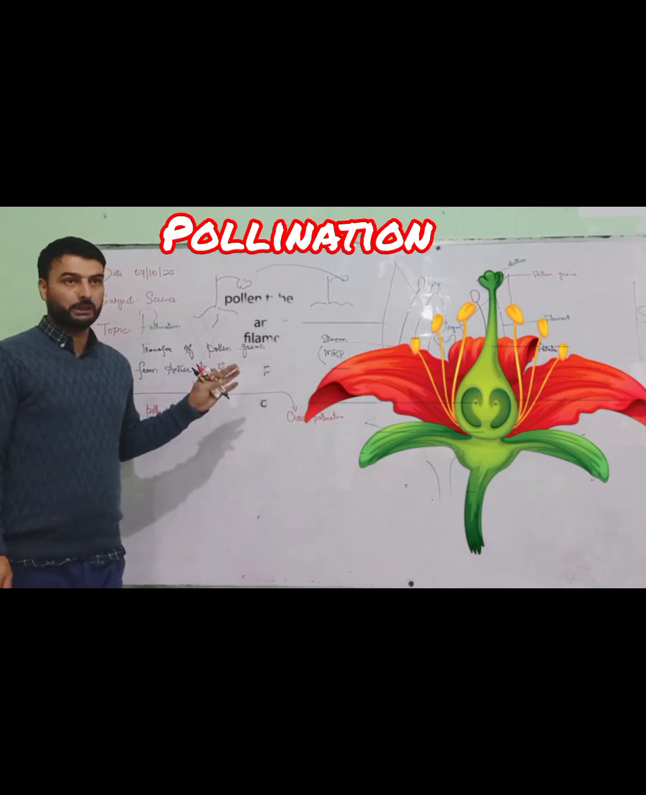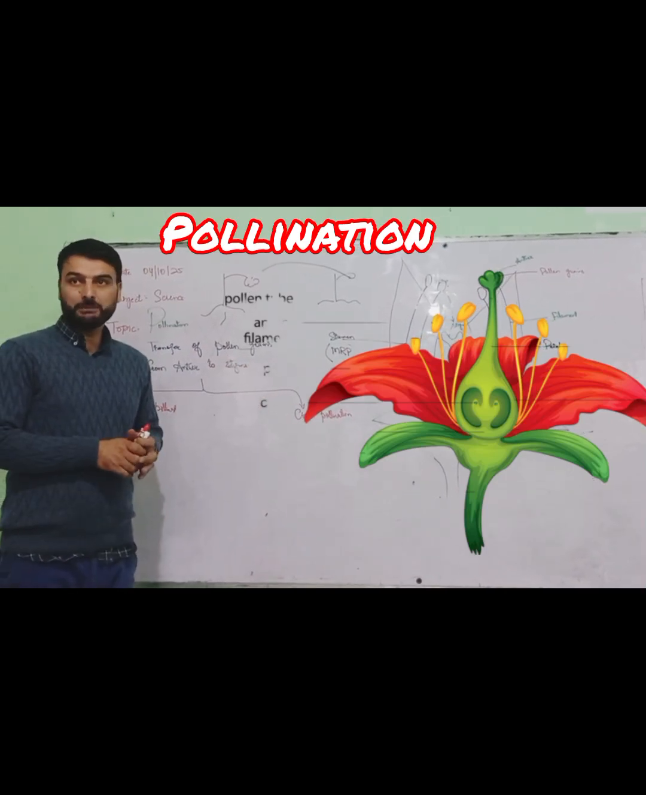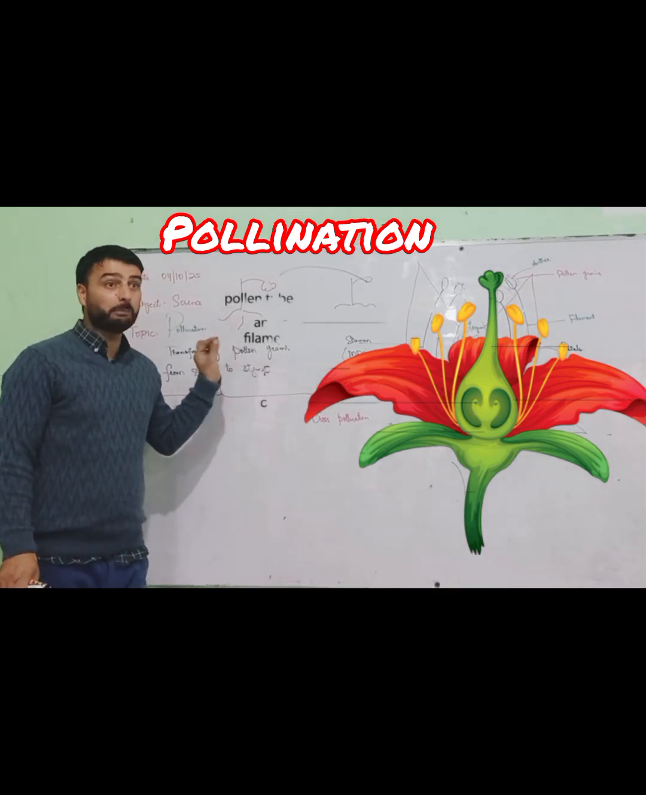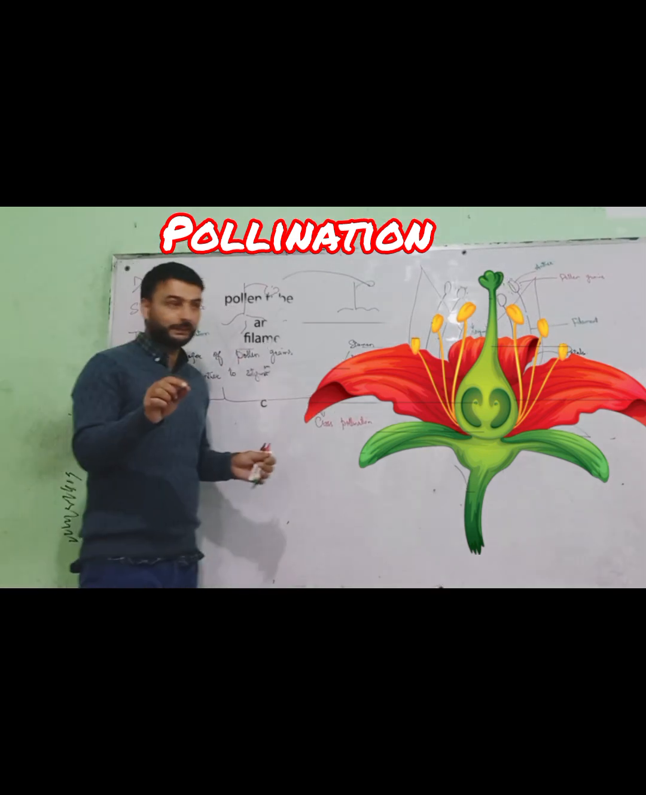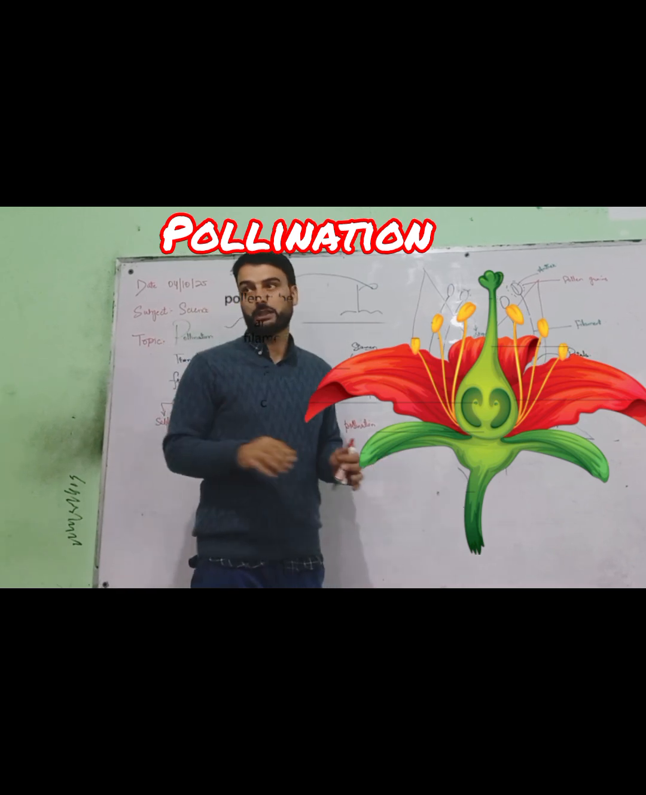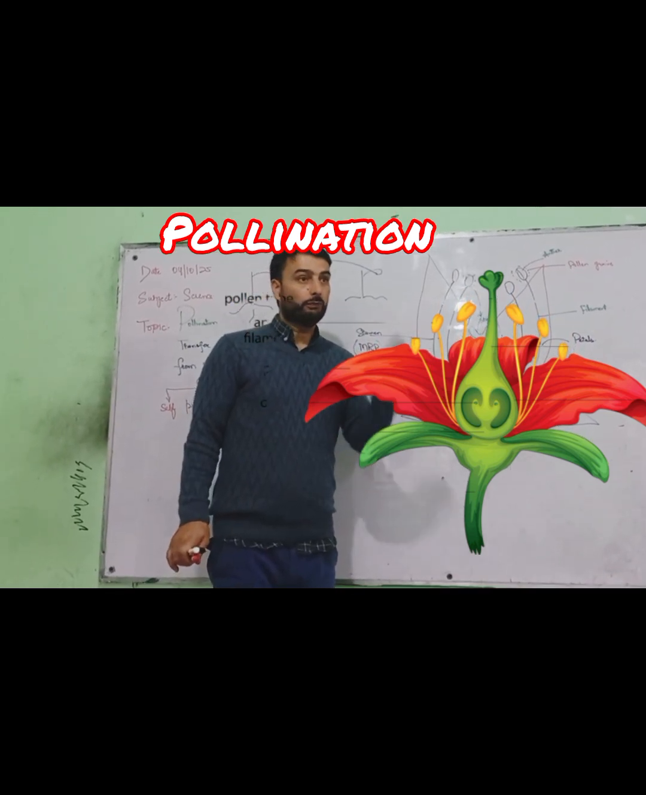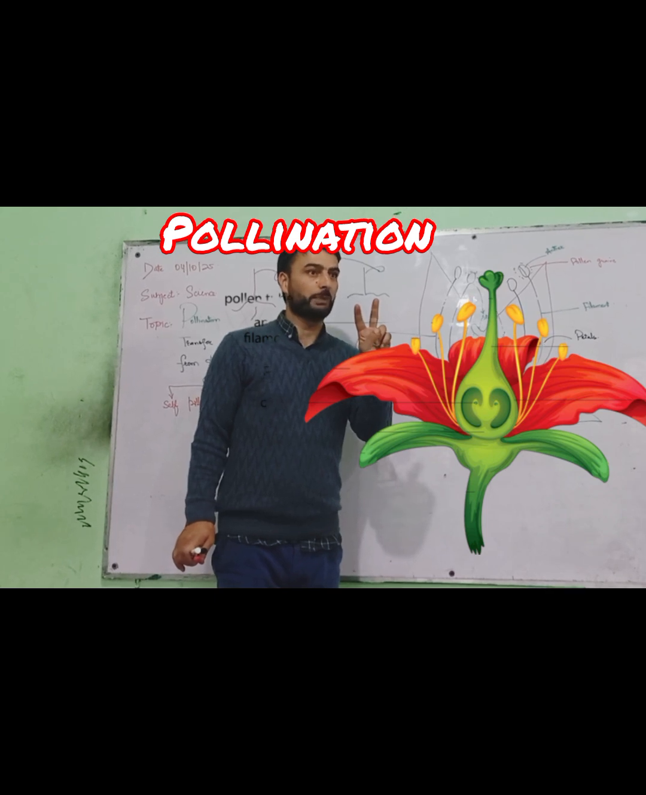Today's topic is pollination. Pollination means the process of transfer of pollen grains from anther to the stigma is known as pollination. As we already discussed, flowers have two main reproductive parts.